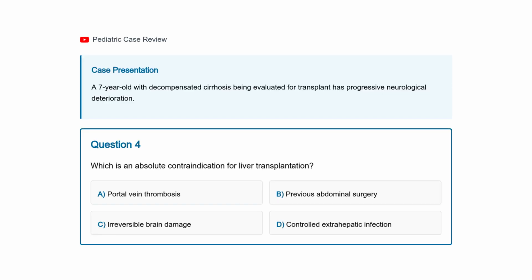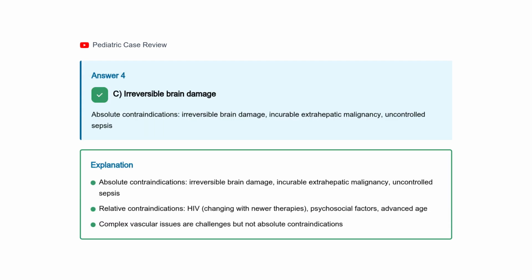A 7-year-old patient with decompensated cirrhosis being evaluated for transplant has progressive neurological deterioration, which is an absolute contraindication for liver transplantation. Option A, portal vein thrombosis. Option B, previous abdominal surgery. Option C, irreversible brain damage. Option D, controlled extrahepatic infection. The correct answer is C, irreversible brain damage.